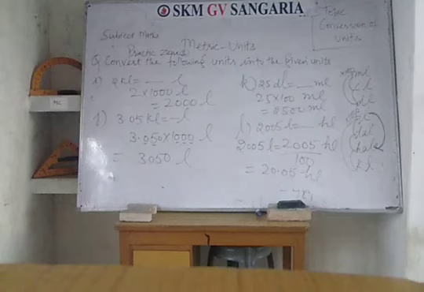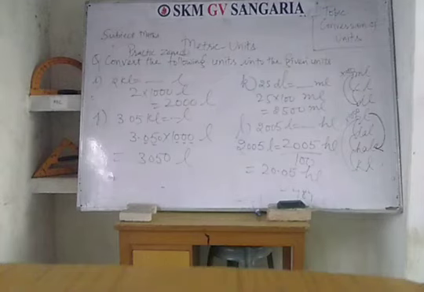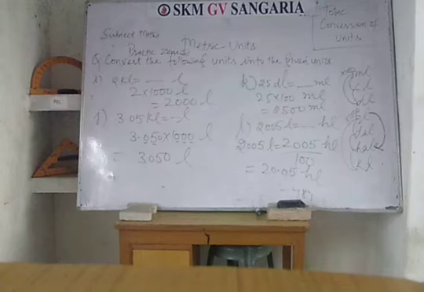And non-metric units. There are some more units other than metric units, which are called non-metric units. Some commonly used non-metric units are inch, foot, yard, mile, and pound. I have taught you about these. In 1 inch, there are 0.0254 meters. In 1 foot, there are 12 inches. 1 yard is equal to 3 feet, which is approximately 0.9144 meter.